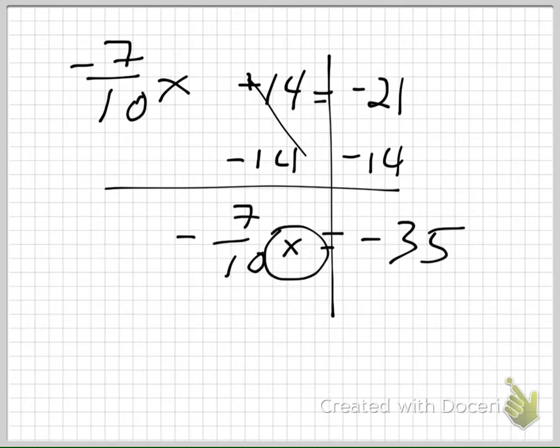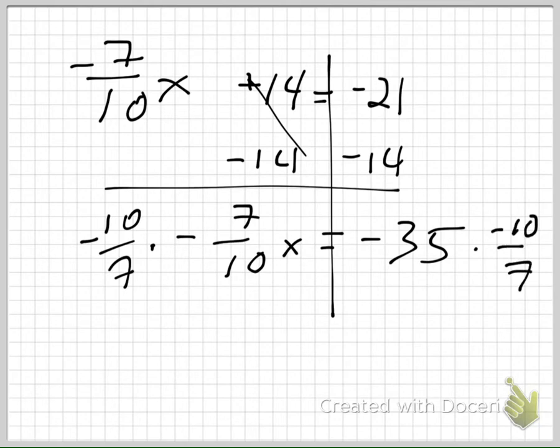We don't want the variable to be a negative, right? If I just multiply it by 10/7, that's going to leave that x as a negative. You see what I'm saying? So it already is negative. To get rid of it, I have to multiply it by a negative. So I'm going to multiply this by negative 10/7 and multiply this side by negative 10/7.